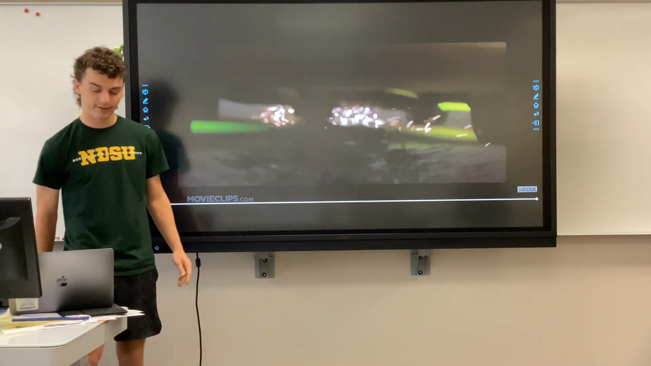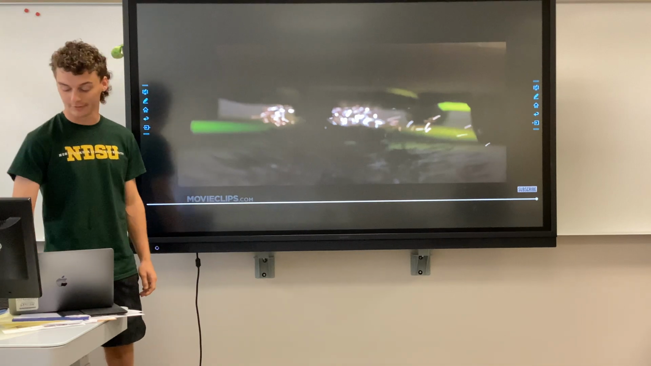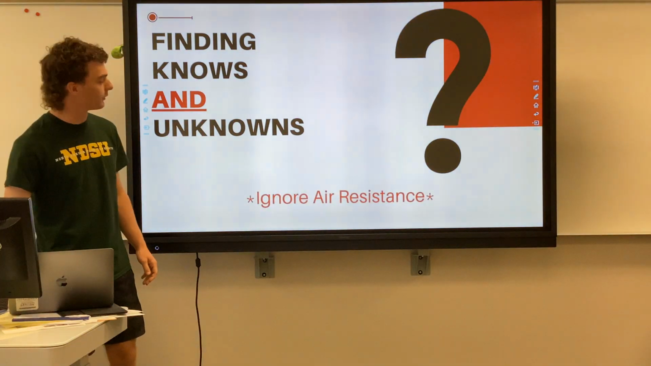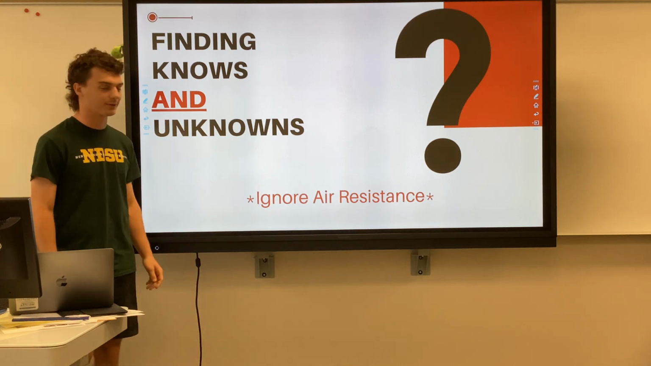Alright, so with this method, I'm going to see if it's truly possible for the second car to jump over the car in front of it. So first, I want to find the knowns and unknowns, and it's important to know that I'm ignoring air resistance for all these calculations.